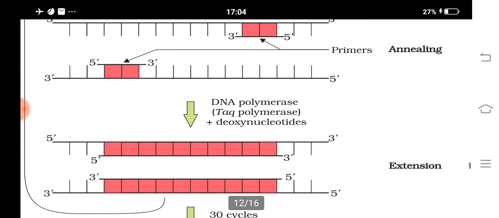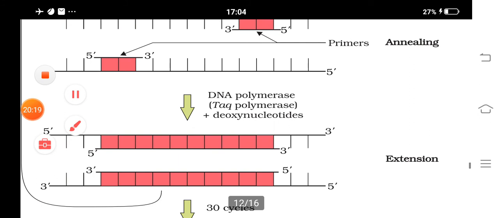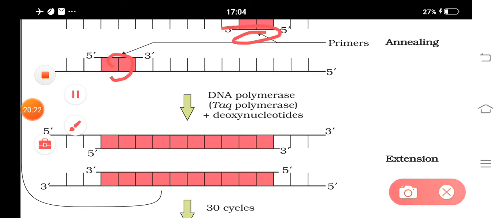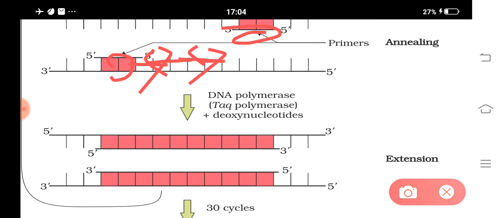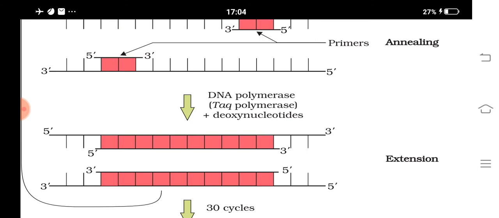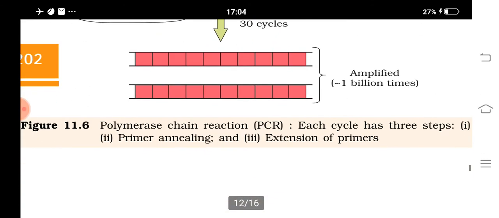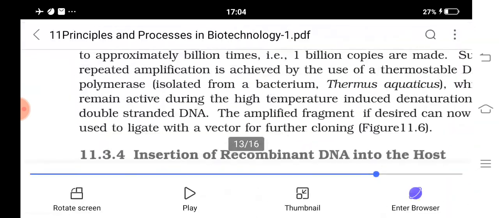Now what will happen to this primer? Where is the primer? Here, isn't it? This is the primer here, and this is another primer, next to the two strands. So in this direction, the DNA polymerase will add the nucleotides. Which DNA polymerase is it? Taq polymerase. Why? Because high temperature is needed for this process, and for this a special type of polymerase is used. Is it clear?